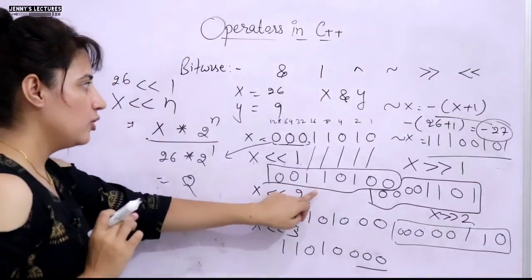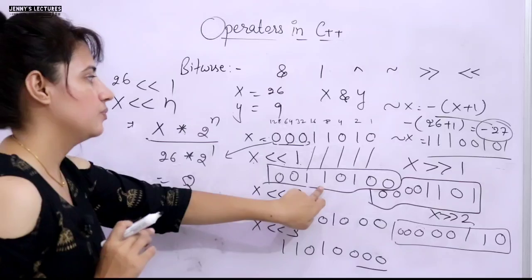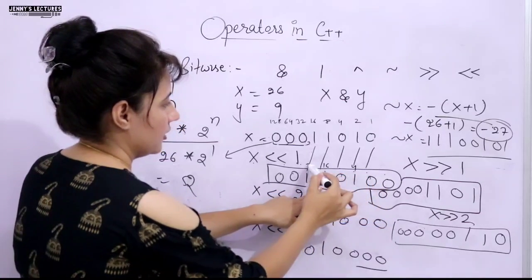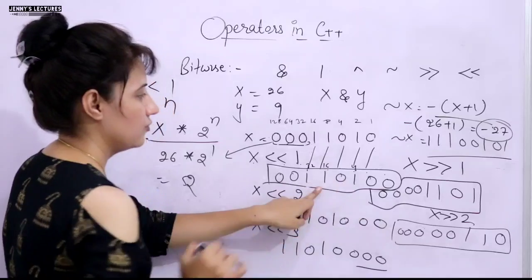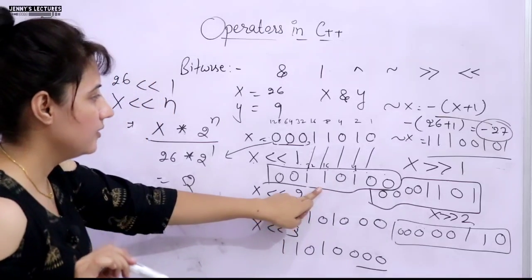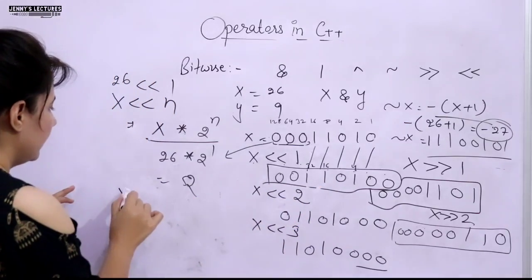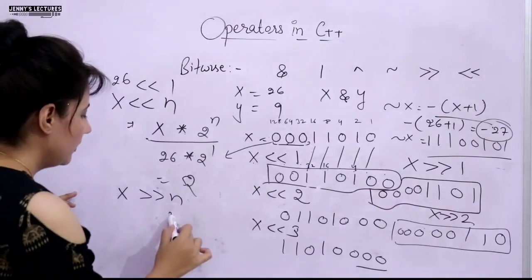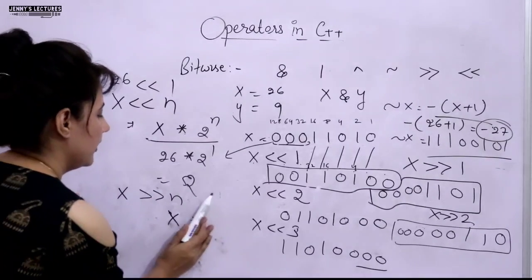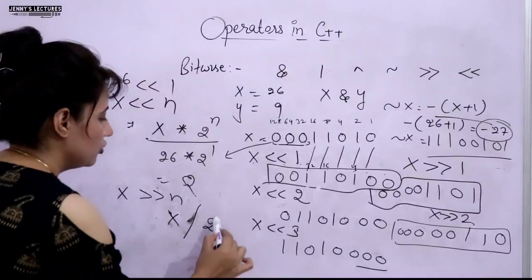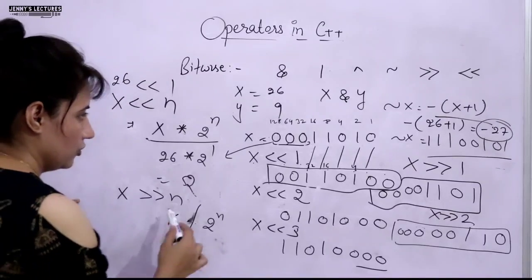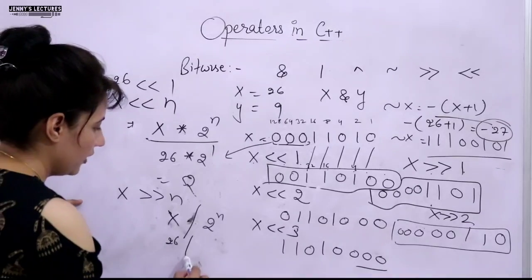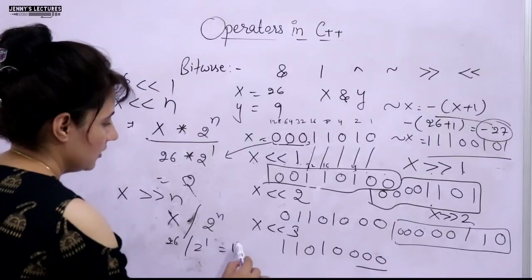You can try out the decimal of this is 52, like 1 2 4 8 16 32. So 32 plus 16 plus 4, that would be 52, right? Same for right shift, x right shift n, the result would be x divided by 2 raised to power n. So if I x right shift 1, this is the result. So result would be 26 divided by 2 raised to power 1, that is 13.